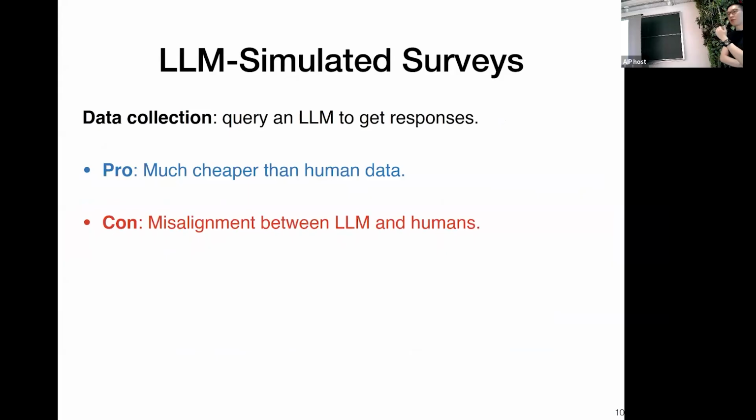Just to summarize, when you use a large language model to simulate surveys, you query it to get responses, and there are very clear pros and cons. First of all, it's much cheaper than real human data, and of course, much faster to collect. You just type something through the API interaction with the language model, and in 1 or 2 seconds, or at most a few seconds, you can get a response, and it's also pretty cheap.